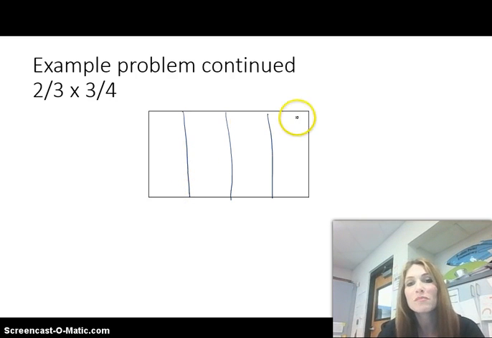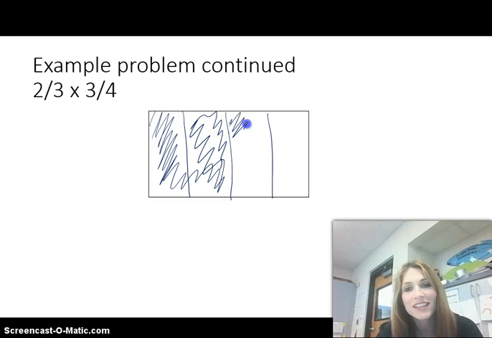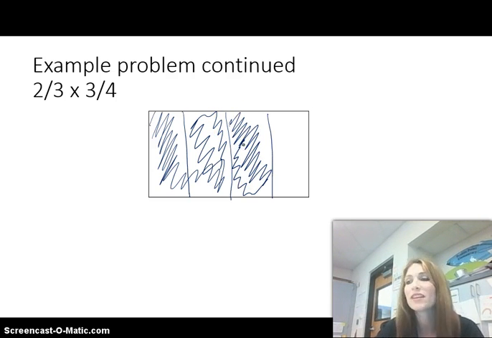All right, so I've just divided my whole pan of brownies into fourths. And we know that there were 3/4 of the pan of brownies. So I'm going to color 1/4 in, 2/4 in, and 3/4 in. Okay, so whenever we look at this, that's how many brownies that we're working with.